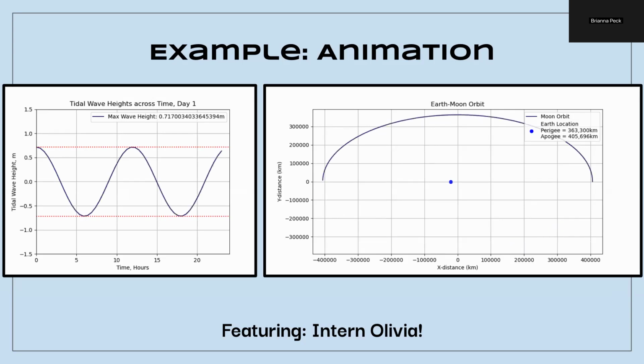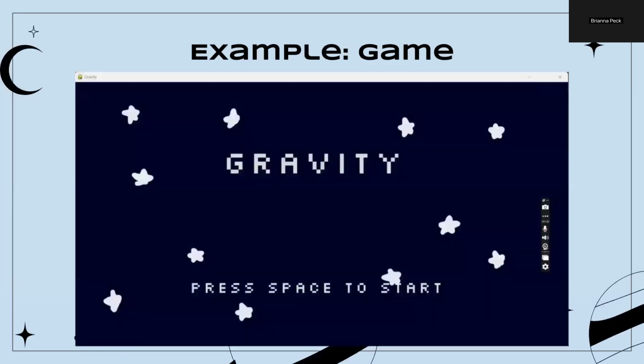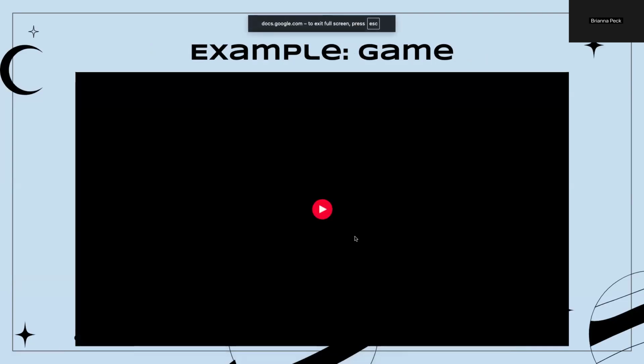Okay, and so just to clarify, Milana did a data analysis project, and then Olivia did an animation. So we usually have like 3 categories that people fall into: data analysis, the simulation or animation, and then people also like to make video games. So here's a quick video of someone who made a really cool video game.